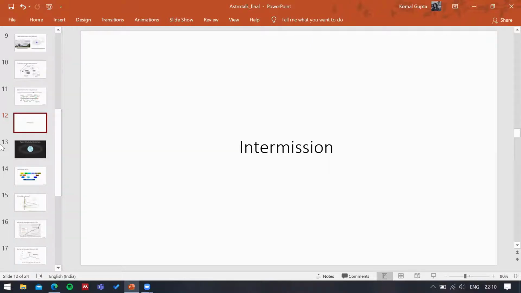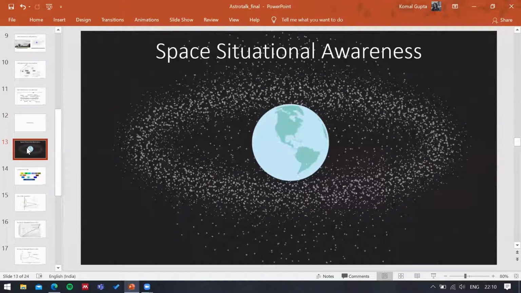The next part of my talk is about space situational awareness, which is something I don't know if many people have come across this term recently, but it's becoming a more and more important part of space operations. And so first, let's start by defining what space situational awareness, or SSA, actually is. Space situational awareness refers to our knowledge of the space environment around us.